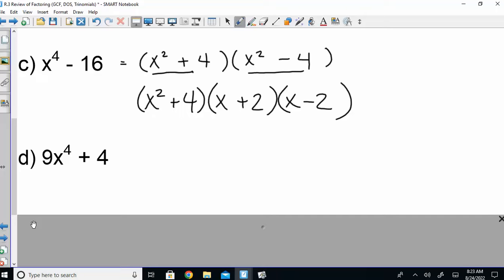So is there a greatest common factor? No. 9x to the 4th, that's a perfect square. 4 is a perfect square, but it's not subtraction. So if something doesn't factor, what's the word for it? Prime. If we can't factor at all, we call it prime.